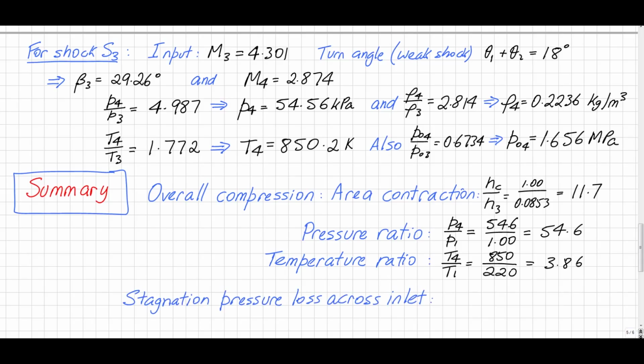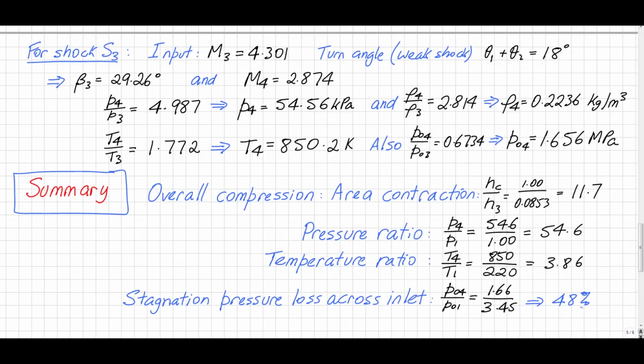And let's finish up by looking at how much stagnation pressure we lose across this inlet. So we'll look at the ratio of P04 over P01. We ended up with 1.66 megapascals at entry to a combustor. We started off with 3.45 megapascals. So what that means is that we lose, or we only pass, about 48% of the stagnation pressure from our intake to our combustor.